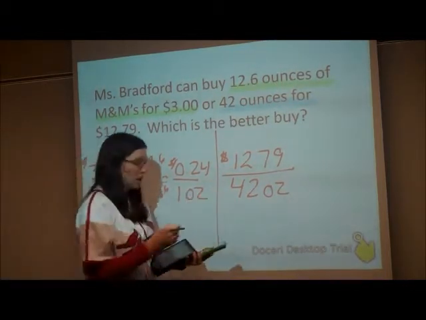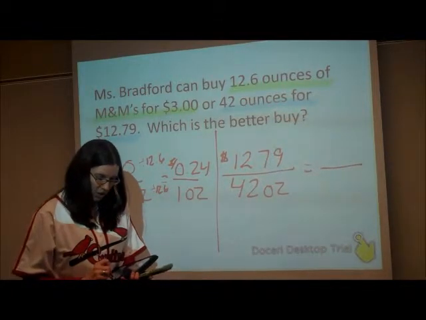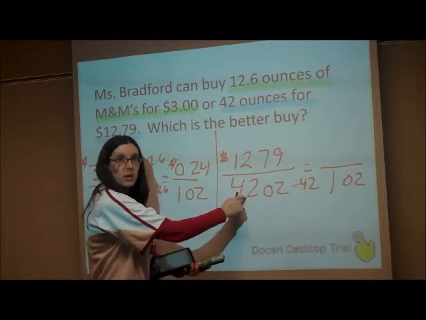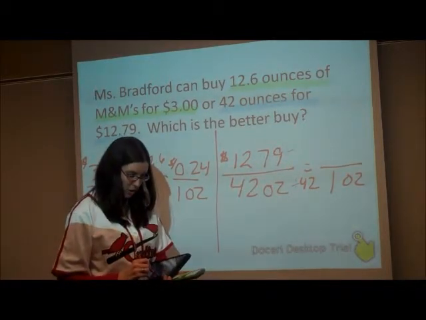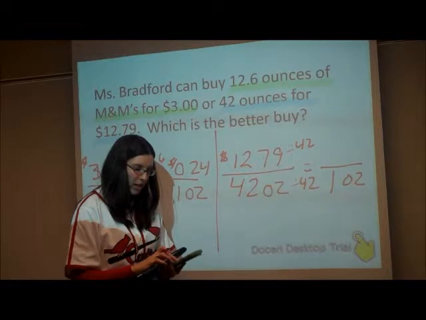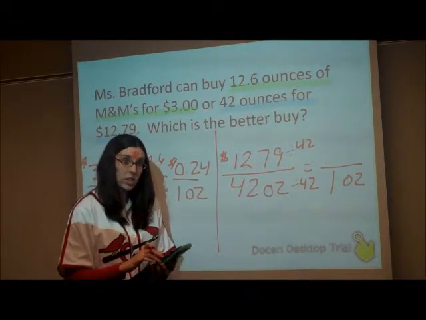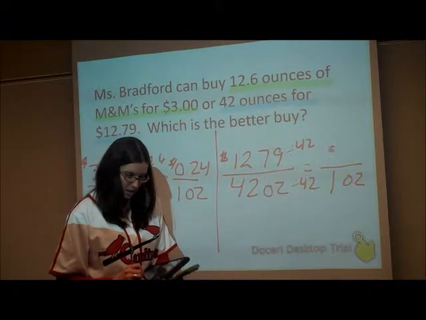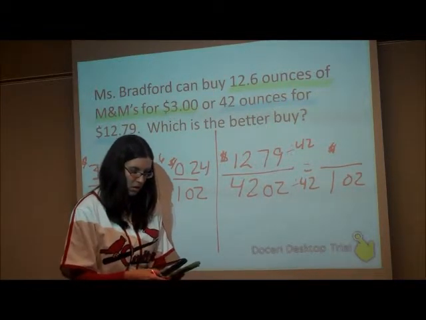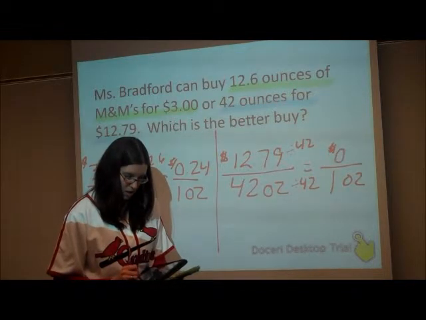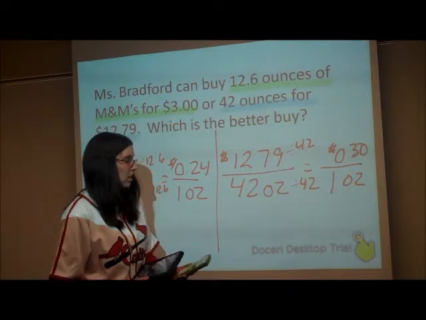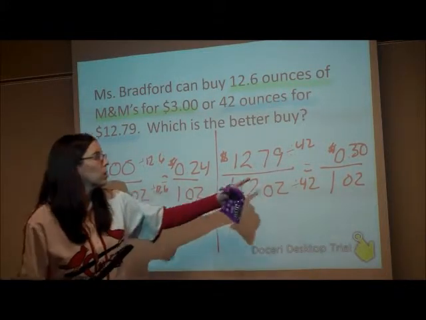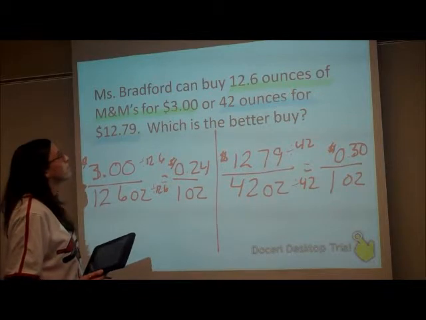Now I need to do the same thing over here. How much does it cost for 1 ounce? Well, that means I'm dividing the denominator by 42, so I have to divide my numerator by 42. So if I take $12.79 divided by 42, I get that this one is 30 cents per ounce. So my smaller bag is about 1/4, the bigger bag is about 30 cents per ounce.